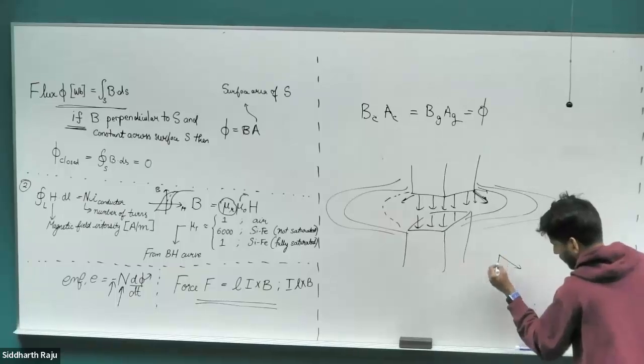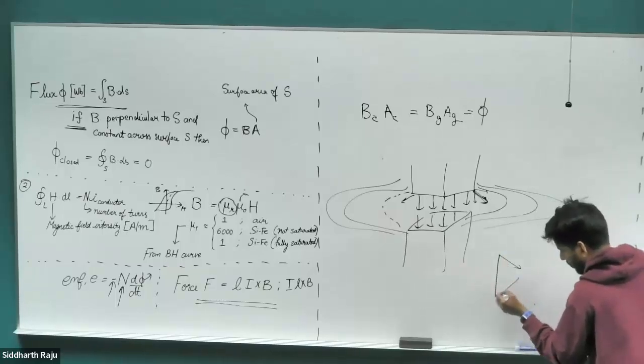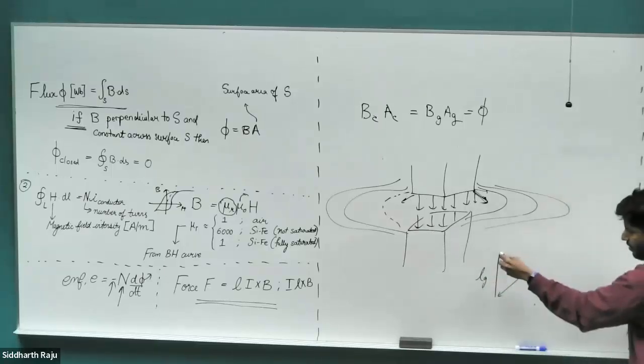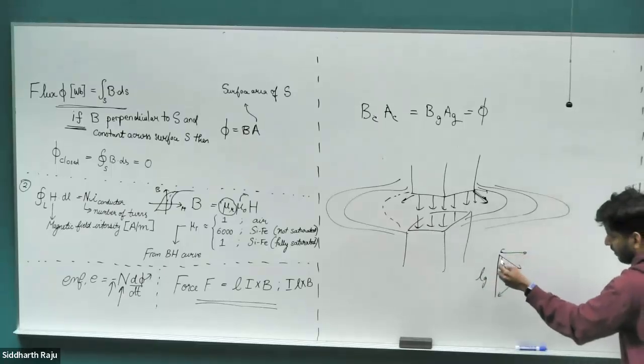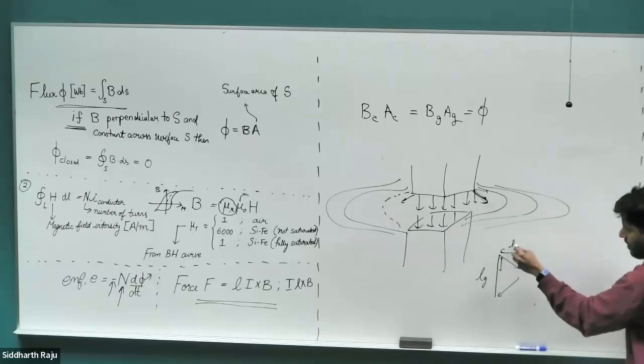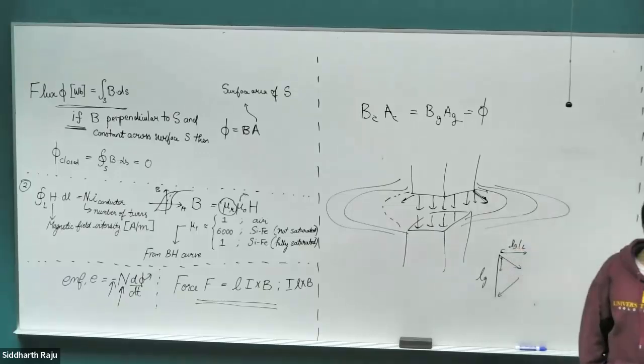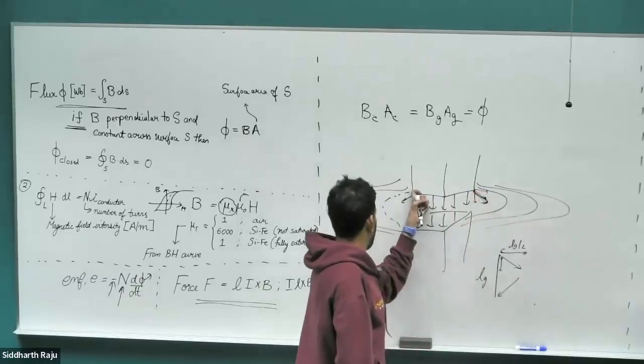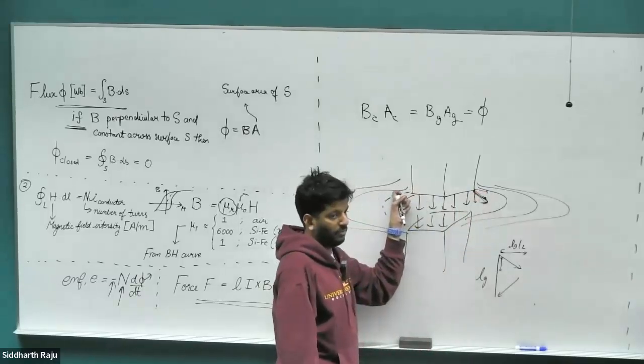If it goes at 45 degrees, comes back at 45 degrees, and the total length from here to here is Lg, then this half length will be Lg by 2, and this length will also be Lg by 2. So if you assume this fringing half length is Lg by 2, on the other side it will also fringe by a half length of Lg by 2.